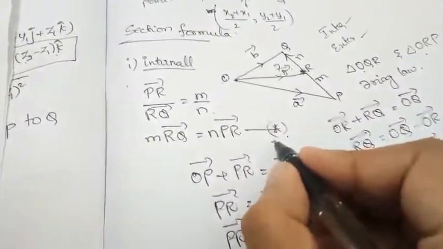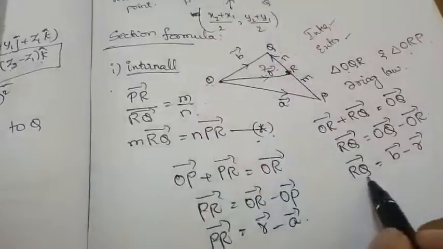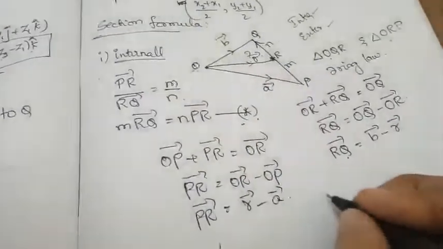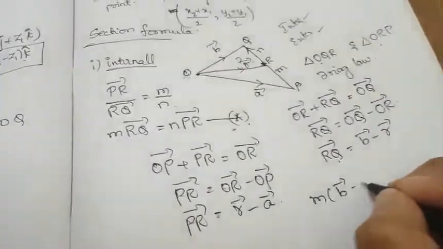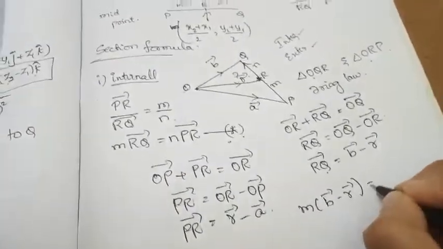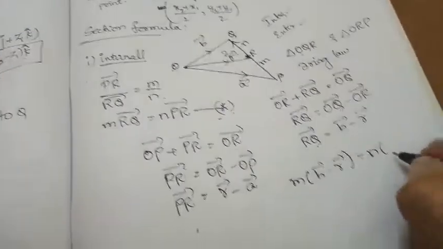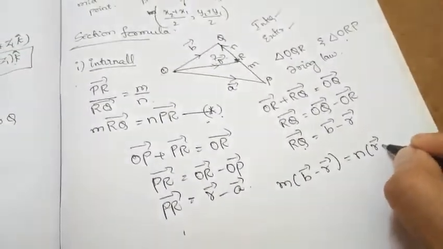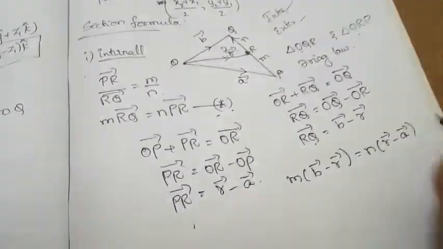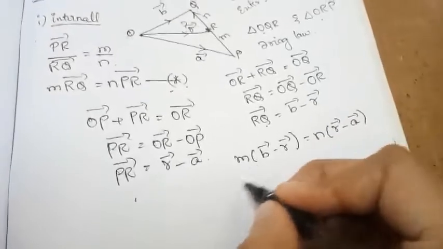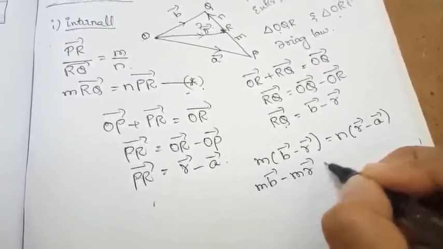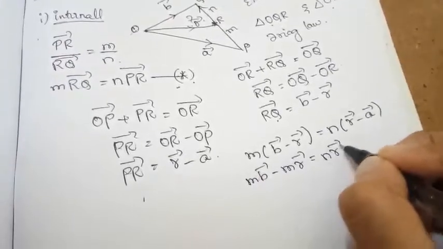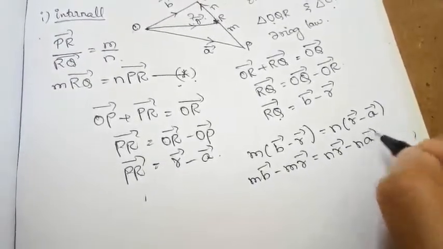Now look at our star. Substitute the values of vector RQ and vector PR in that star. M into vector RQ, which is vector B minus vector R, is equal to N into vector PR, which is vector R minus vector A. So M into vector B minus M into vector R is equal to N into vector R minus N into vector A.